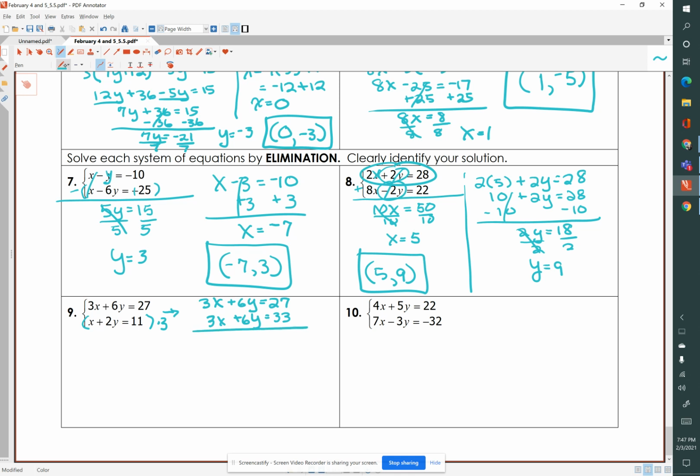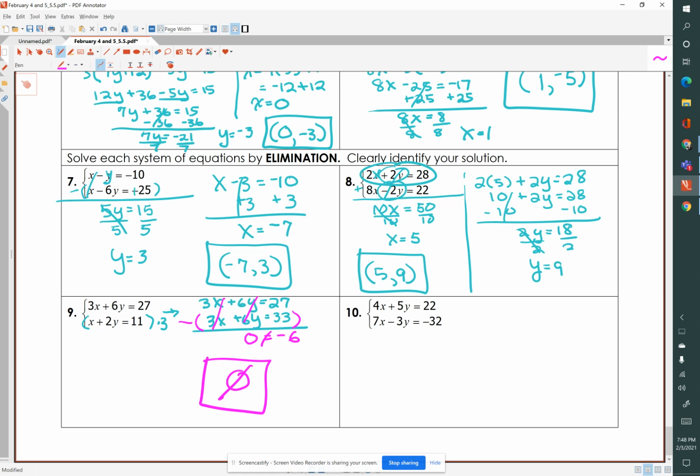So if I subtract the second equation from the first, 3x minus 3x eliminates the x's and the y's are eliminated. So I end up with 0 equals 27 minus 33, which is negative 6. 0 does not equal negative 6. This is a no solution equation.